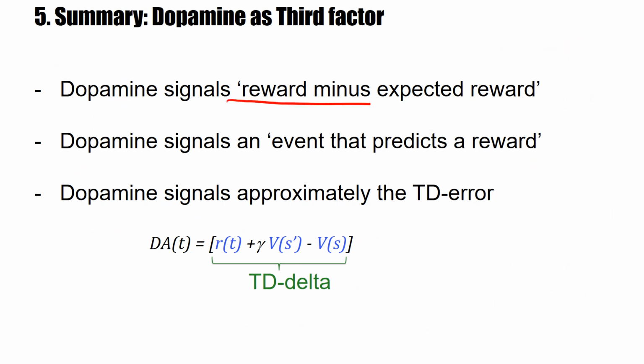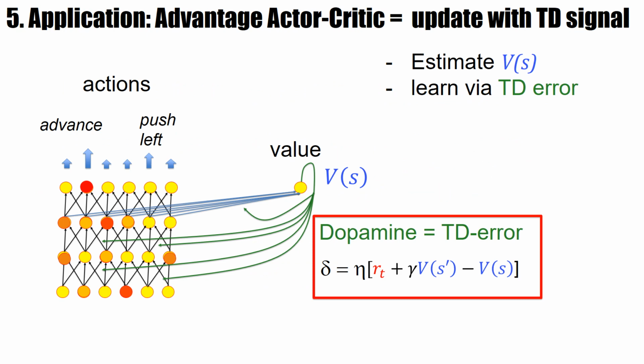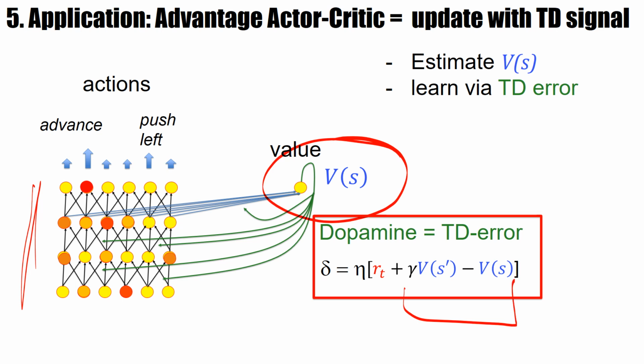So dopamine signals reward minus expected reward. Dopamine signals an event that predicts a reward, and we can interpret this as an approximation of the TD error. Let's go back to the advantage actor critic. Let's go back to a formal neural network. So if we want to send a TD signal, we need a value unit. Means somewhere in the brain there must also be value related neurons. And out of these value neurons, you have to calculate this difference over 2 time steps, and you have to combine it with the reward.